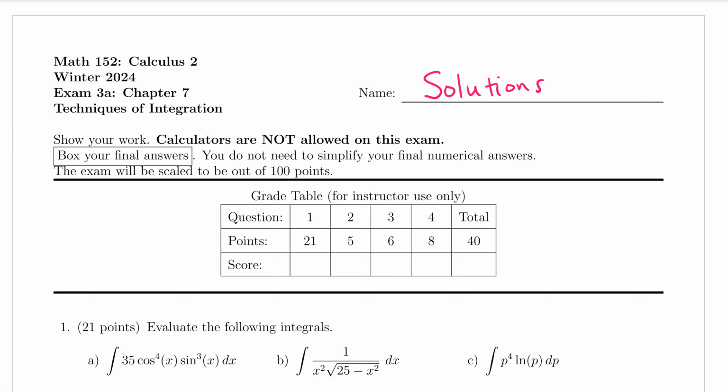Hi everyone, in this video we'll be going over solutions to a Calculus 2 exam on techniques of integration. So let's go ahead and look at the first question, which asks us to evaluate a few different integrals. And notice that it doesn't tell us what technique to use, so we have to determine that on our own.